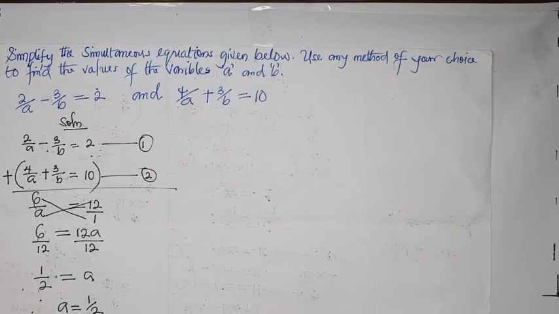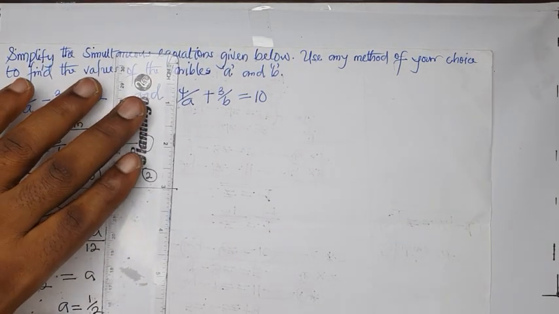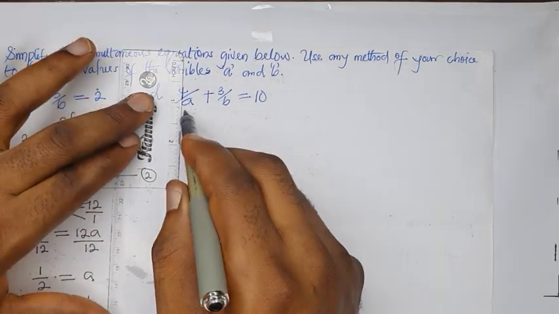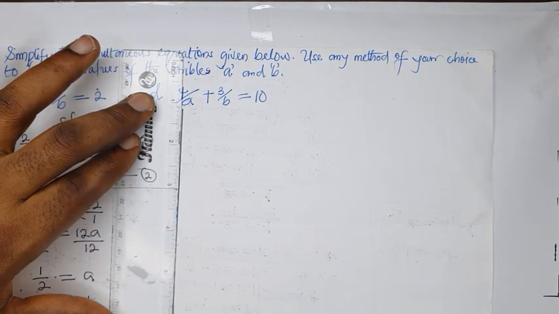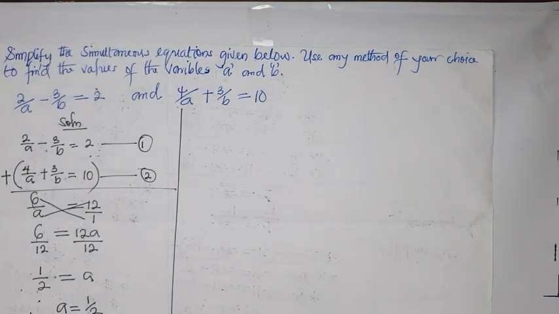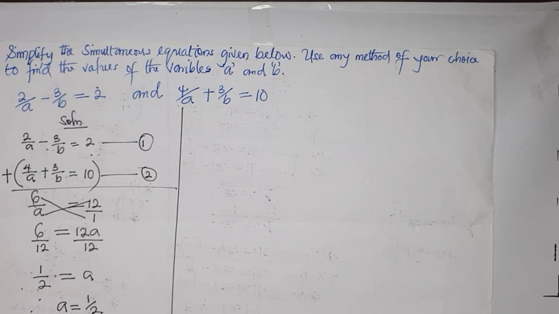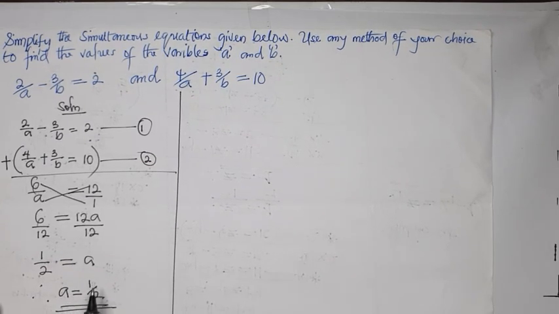Elimination method has just helped us to find the value of a within a twinkle of an eye. Easy. Now that I have applied elimination to finding the value a, I am going to use substitution to find the value for b. Substitution is direct. I already know the value for a as 1 all over 2.